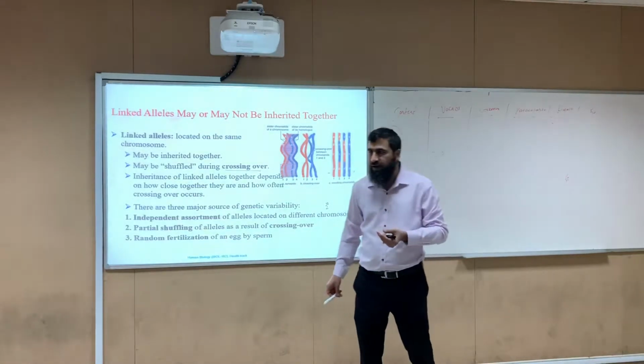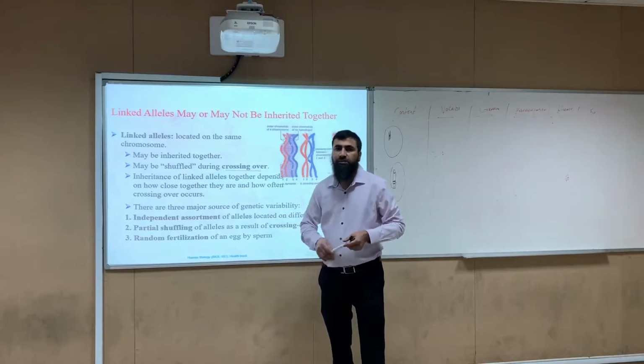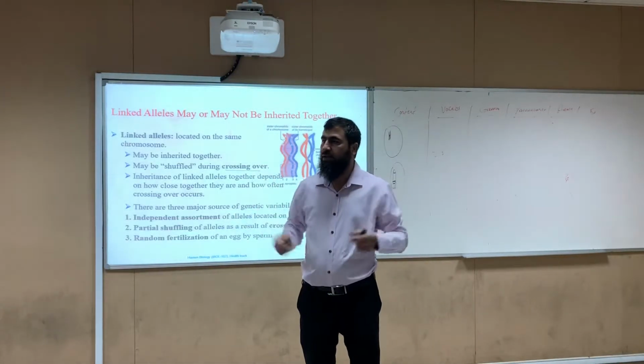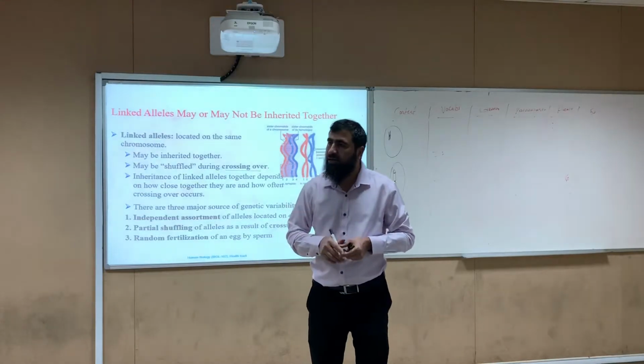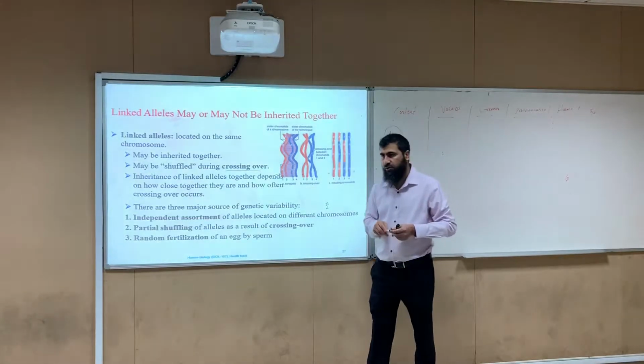So crossing over, giving an increased variability, and then you have the random chance of an egg being fertilized by these sperm. 300 million sperm. So the variability, these all contribute to the genetic variability, all these processes.